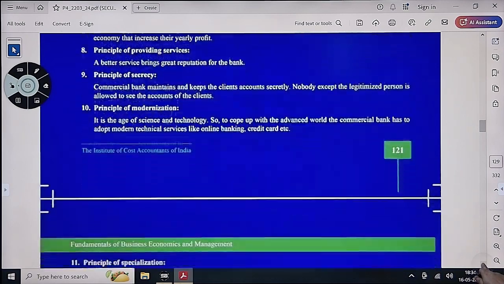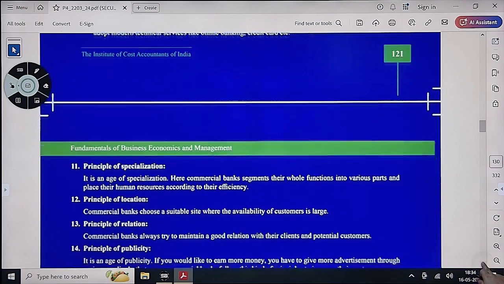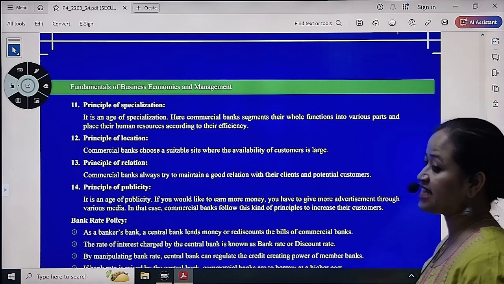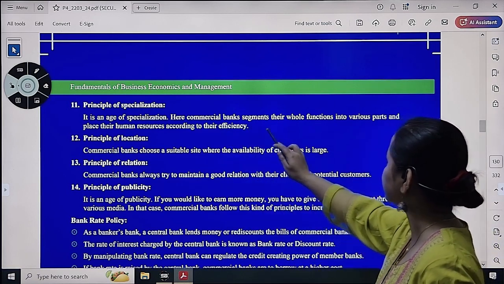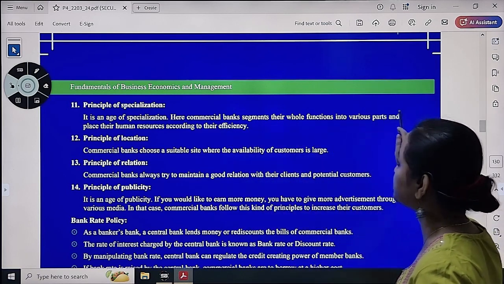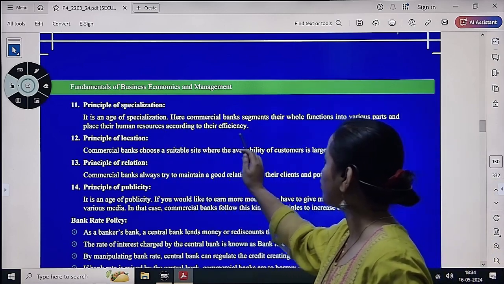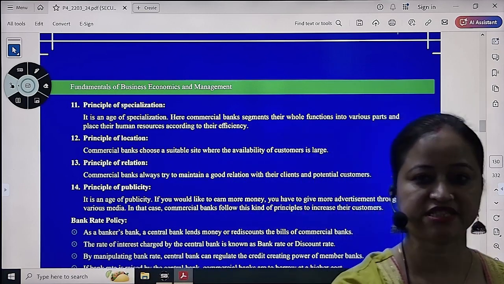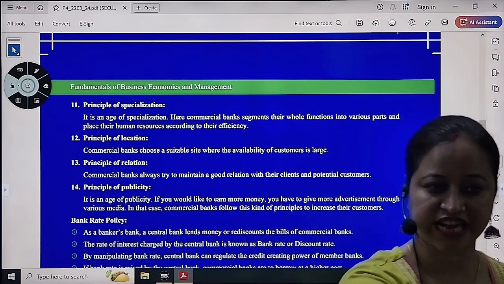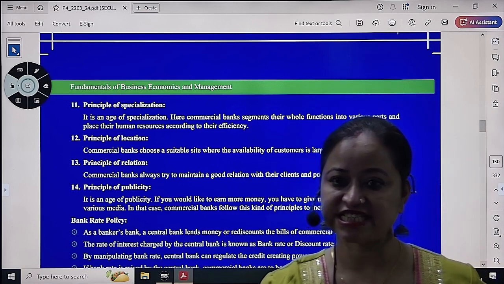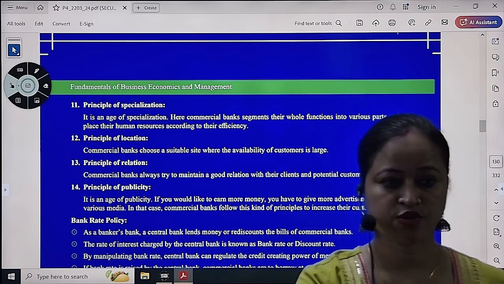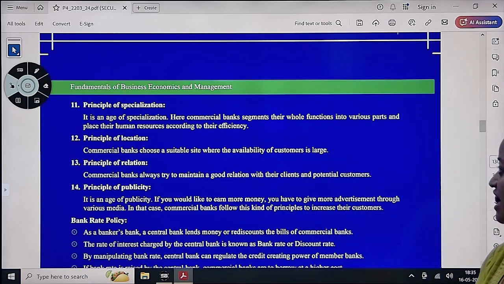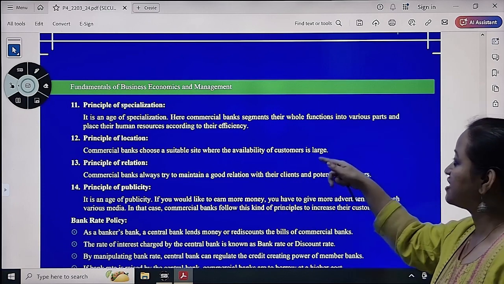There are many principles, you see. Now next is principle of specialization. So it is the age of specialization. Here commercial banks segment their whole function into various parts and place their human resources according to their efficiency. Okay, loan section, credit card section, debit card section, okay, mutual fund section. So that way various sections are open. So that is your specialization. So to provide better services to the customer, they are specializing in various services.